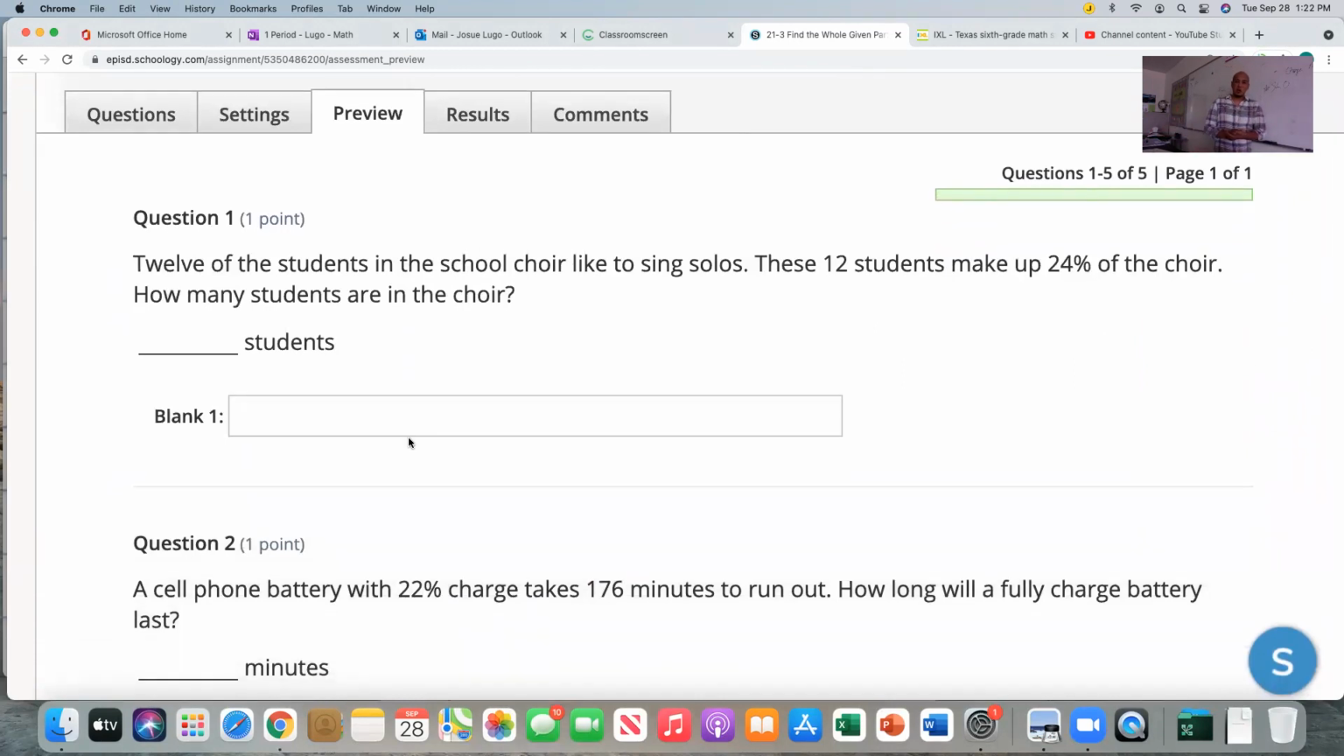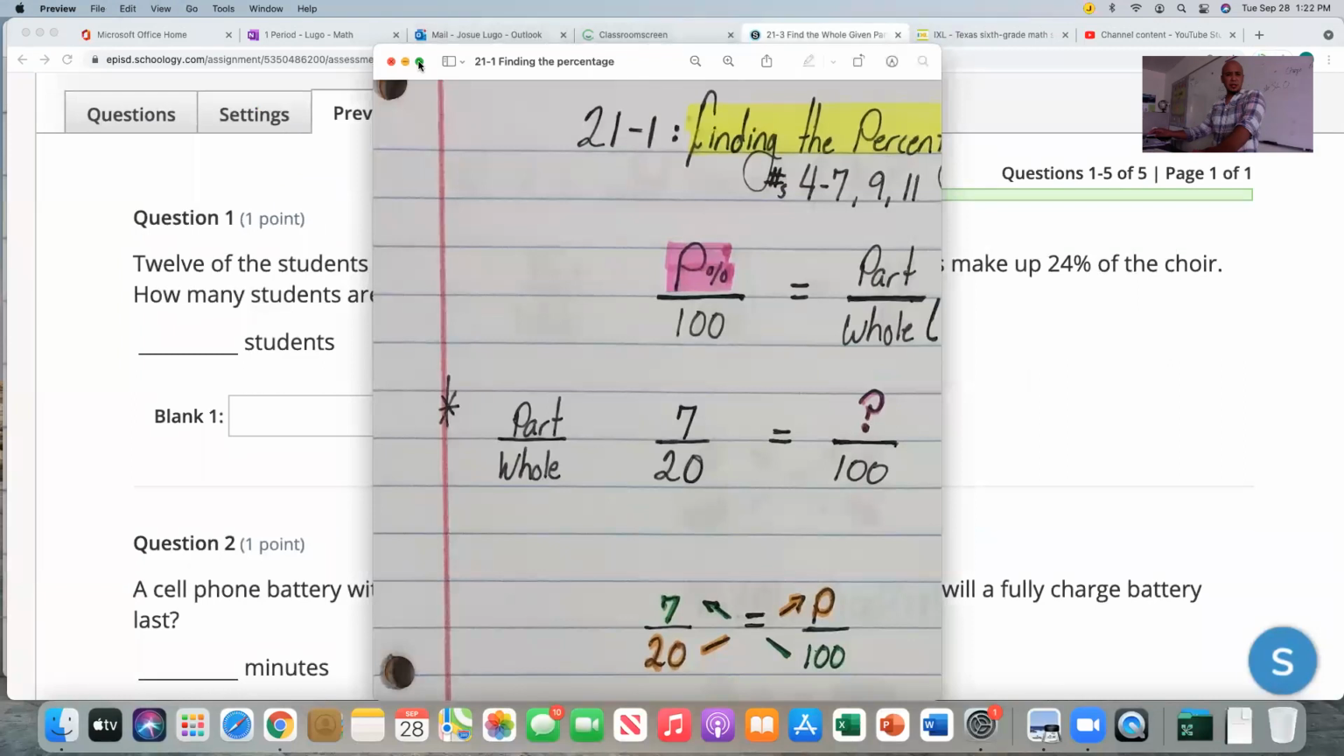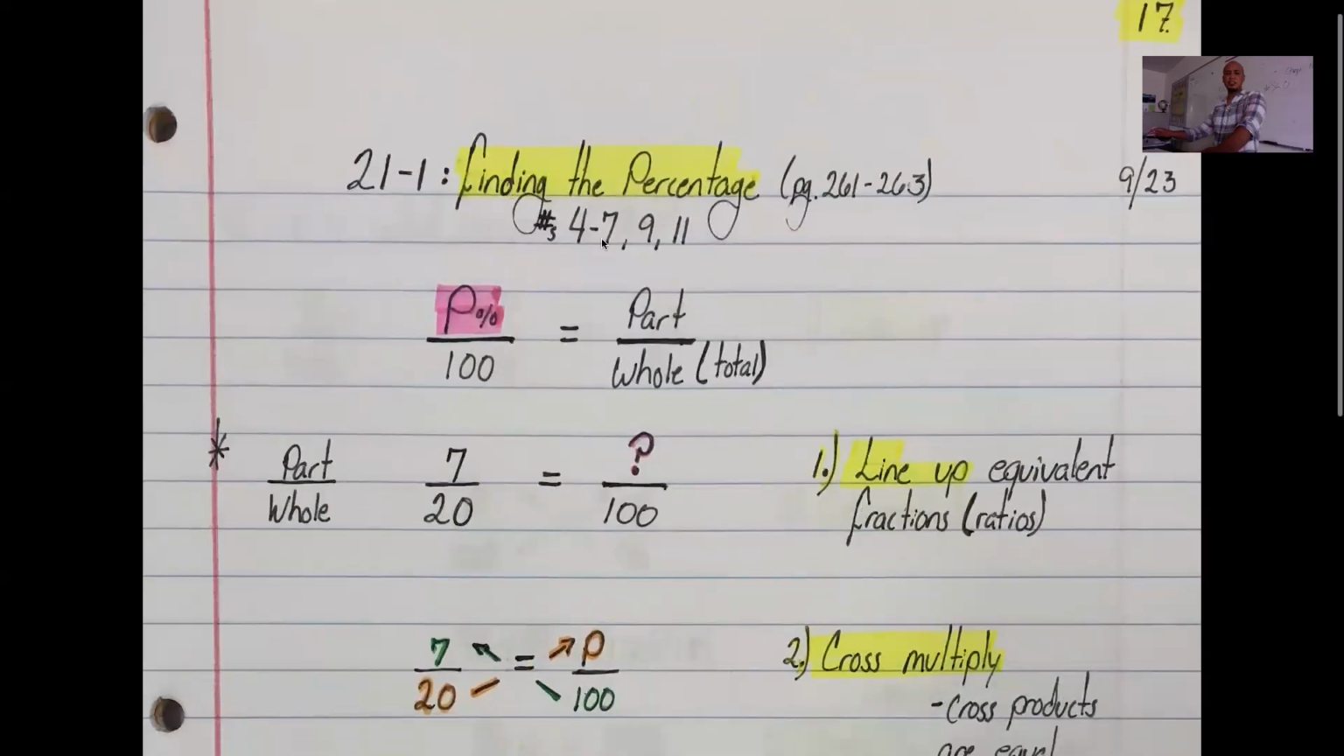What I want to do today is go over some of these, not all of them. But before I do so, I do want to remind you that for these kinds of problems, we're going to be following the same model that we've been doing since last Thursday. And that model is this one, where we have 2 fractions. One of those fractions will be the percentage, which the percent is always over 100. And we're going to make that equal or equivalent to another fraction that is going to be a part over a whole or a part over a total, etc.